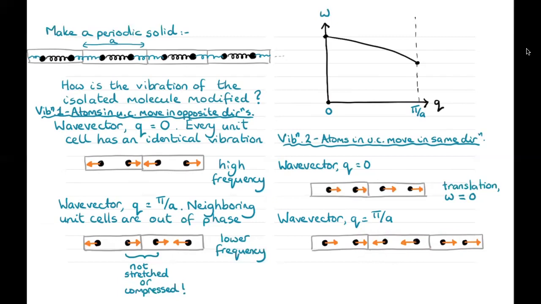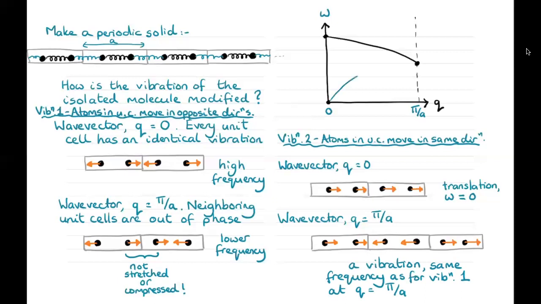And so this is a vibration. And in fact, its frequency is the same as for vibration number 1 at q equal to pi over a. So we have, for our second branch, I'm going to draw it in a different color, it actually evolves like this.